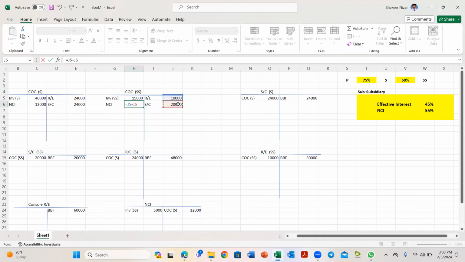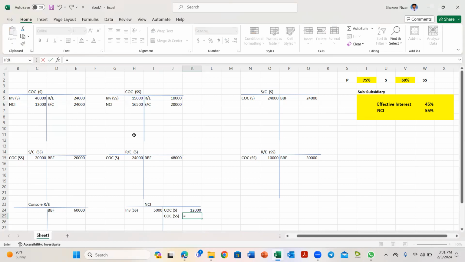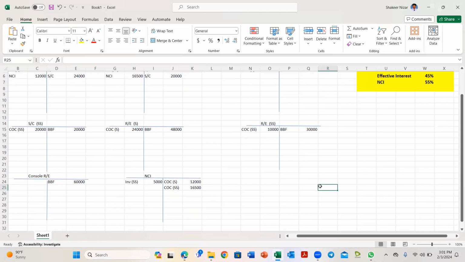Here you can again use the NCI, plus this, into the percentage 0.55, because the effective interest is 45% and the remaining is 55%, right? 16,500 you can see here. That is cost of control debit, credit to the NCI account. Cost of control of SS is 16,500, right? That is clear.